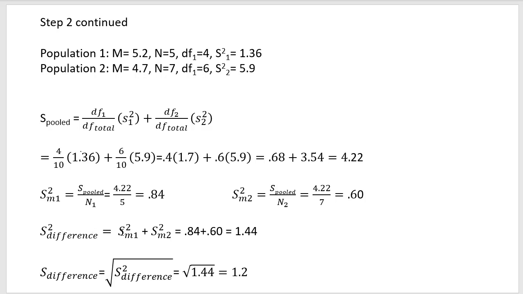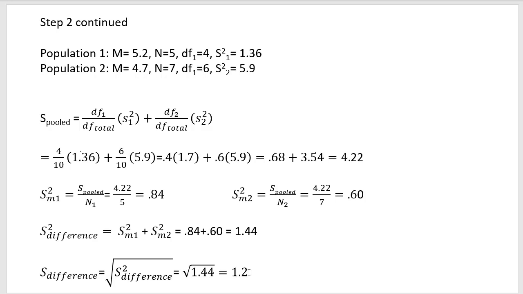So I said standard deviation, I meant variance. The variance of the difference between the two groups is equal to the variance that we found for group number 1's distribution of means, plus the variance for group number 2's distribution of means, which is equal to 0.84 plus 0.60, which is equal to 1.44. And whenever we want to get the standard deviation, we take the square root of the variance, which gives us 1.2. So the standard deviation of the difference between the distribution of means is 1.2.